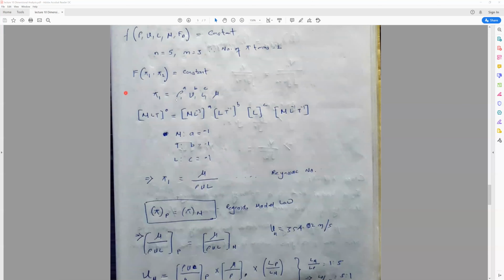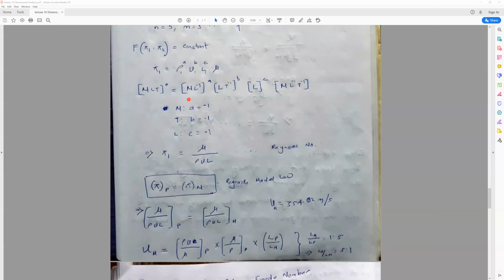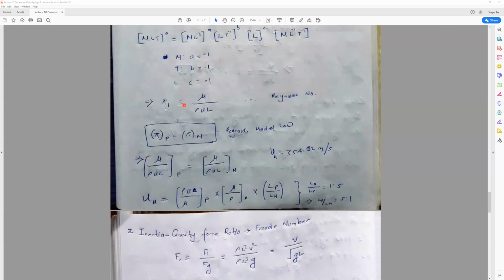Now let's solve for pi 1. I am taking 3 repeating variables, with mu as the other variable. While selecting the repeating variables, we should remember that one should be a fluid property, where density is the fluid property; one should be a flow characteristic, here I have taken velocity; and another should be geometric, here I have taken length. By solving this, we get to know that pi 1 is indeed the Reynolds number.